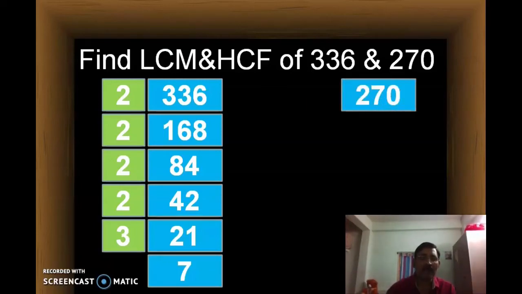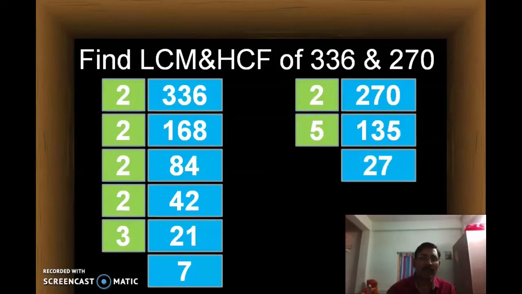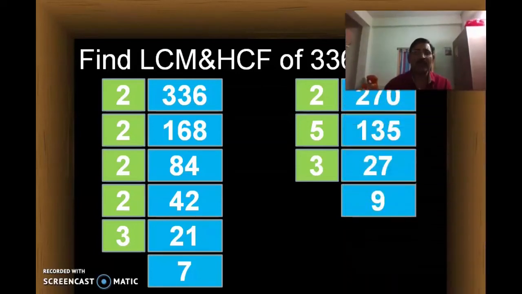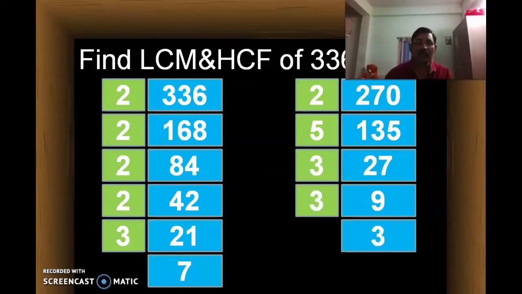Now let us try to observe the same for 270. 270 is divisible by 2, 135 times. Again 135 is divisible by 5, 27 times. Then 27 is divisible by 3, 9 times. And the next one is 9 is divisible by 3 again. How many times? 3 times. So of course we know that 3 is a prime number. So it is 2 into 5 into 3 cube.